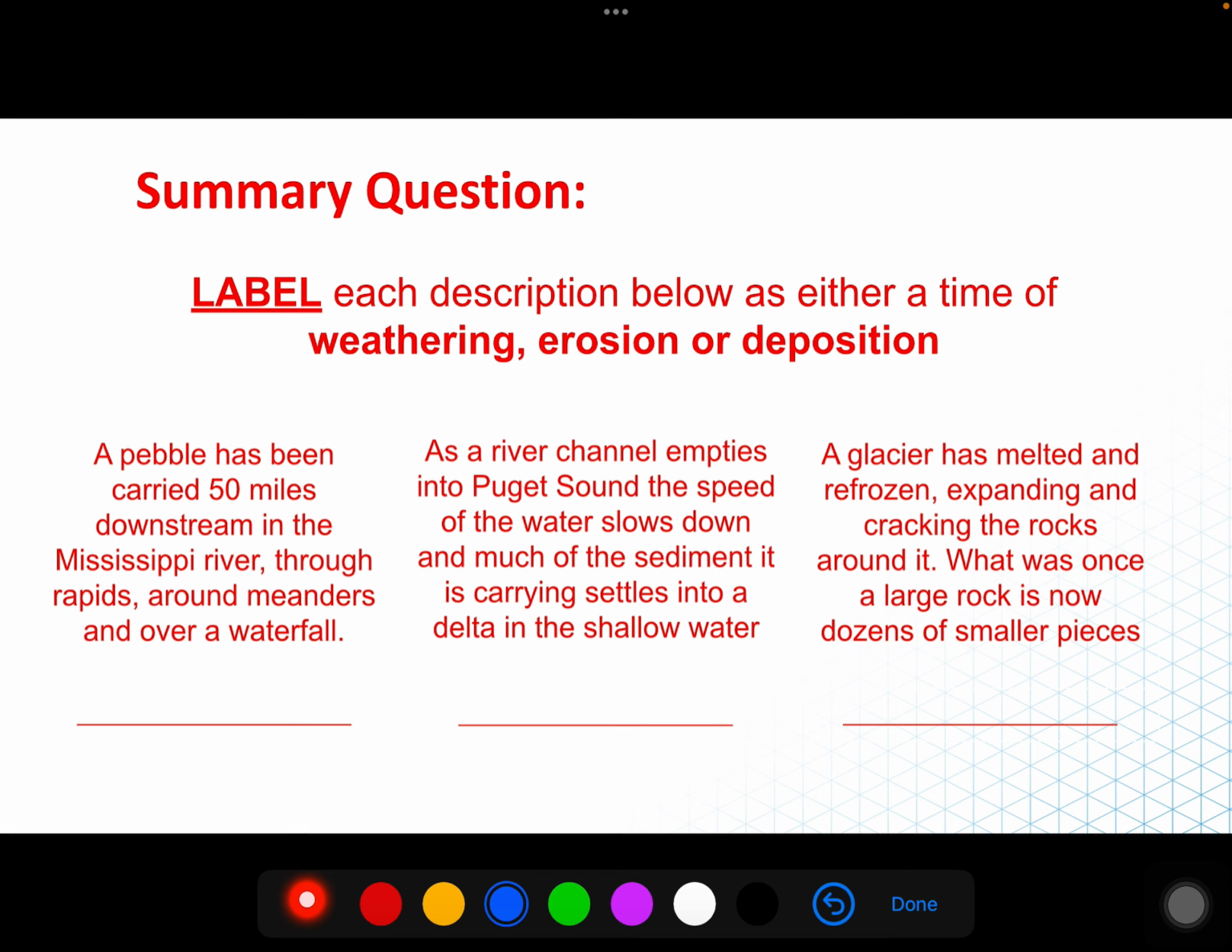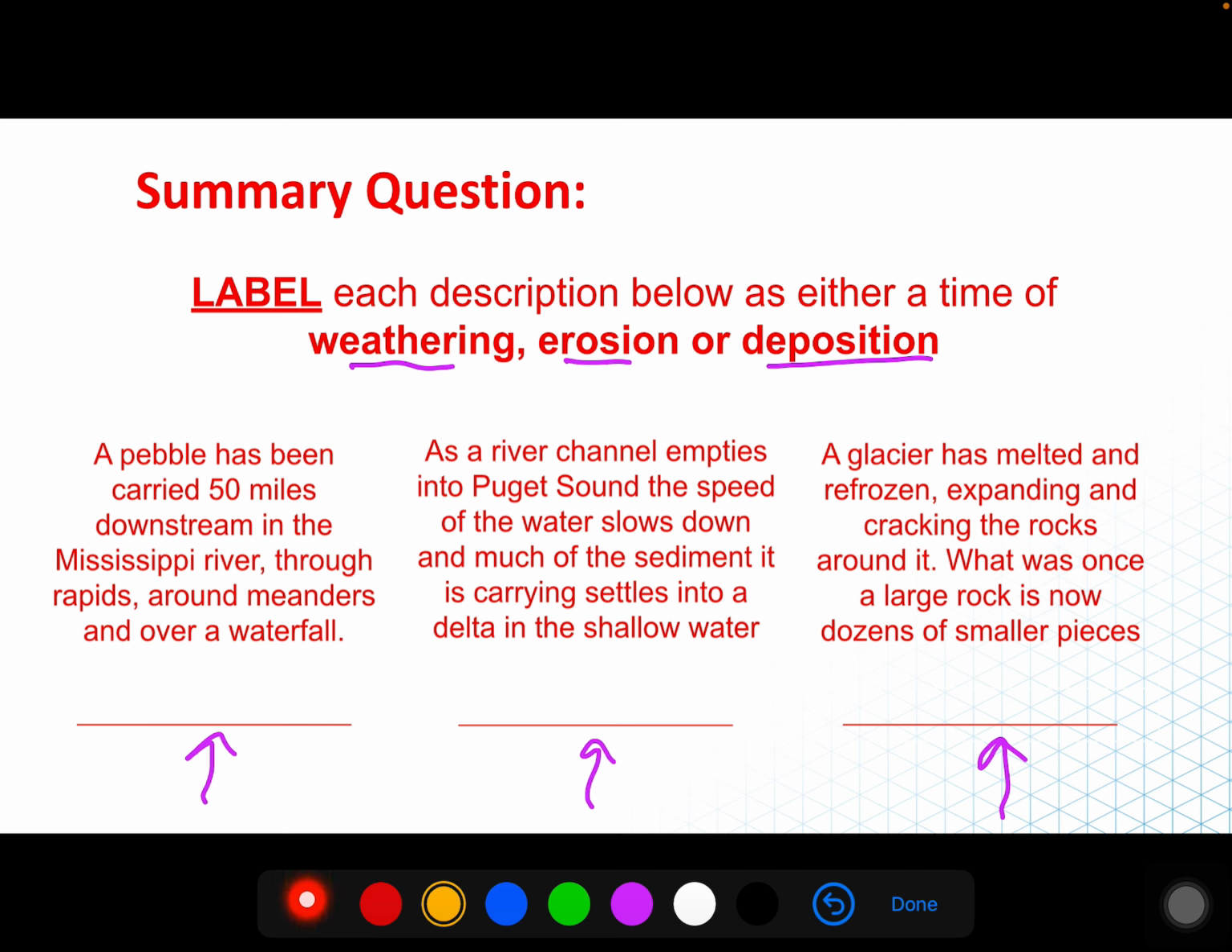And finally, just a quick summary to wrap everything up. Got 3 definitions one more time: weathering, erosion, and deposition. We should be able then to match them up and record the keywords here below to match the definitions that I've given you. So let's read them together. I'll kind of highlight some of those key parts.